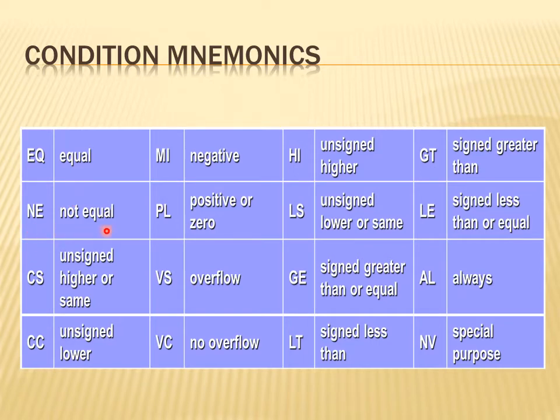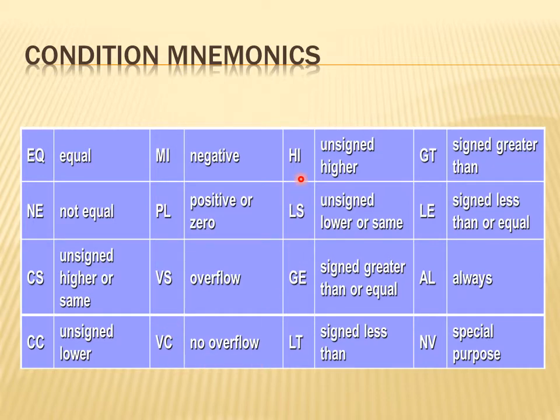NE stands for not equal. CS stands for unsigned higher or same. CC stands for unsigned lower. MI stands for negative. PL stands for positive or zero. VS stands for overflow. VC stands for no overflow.